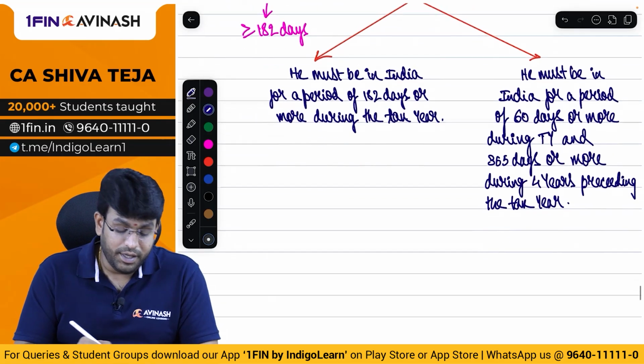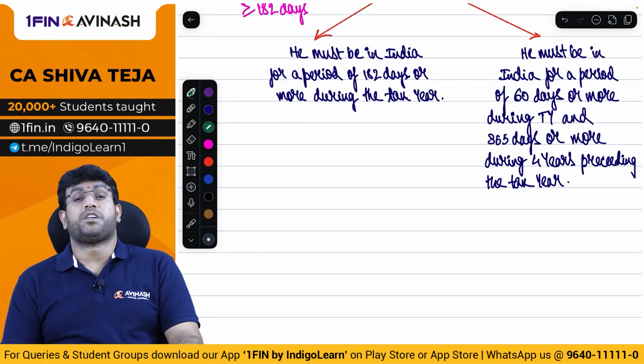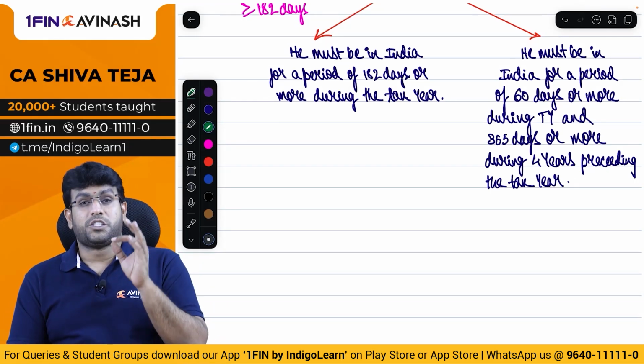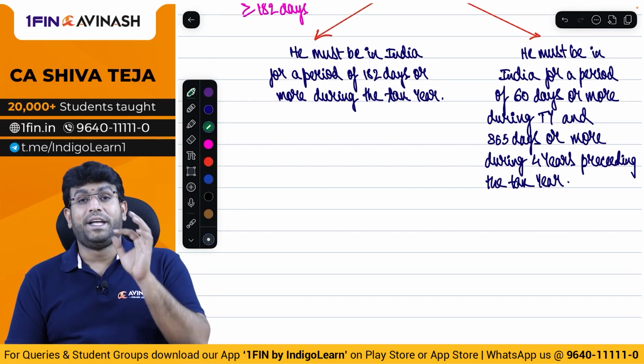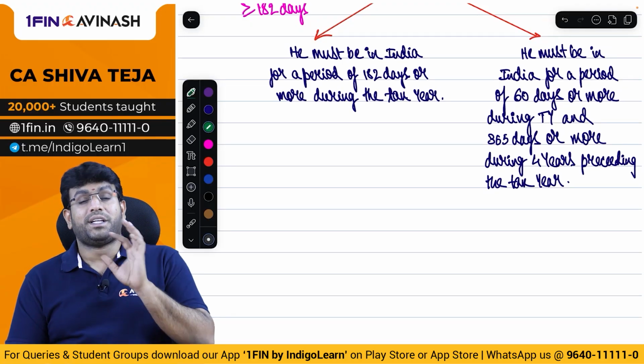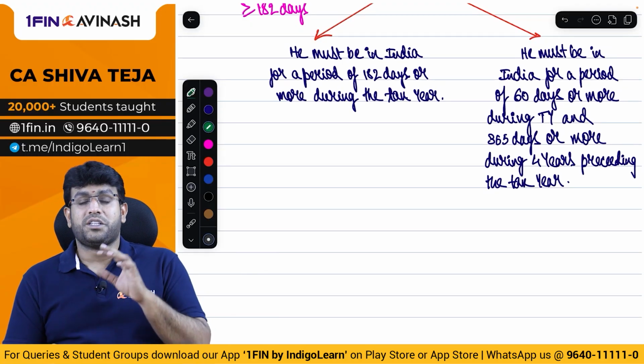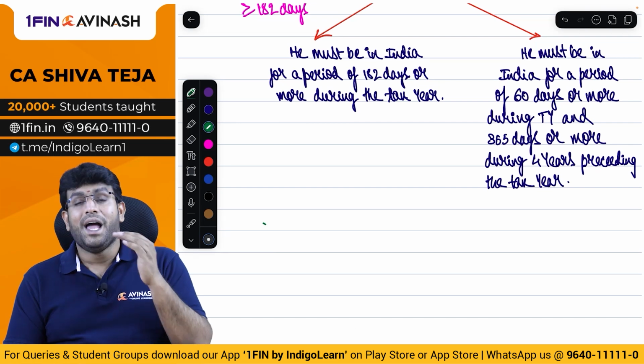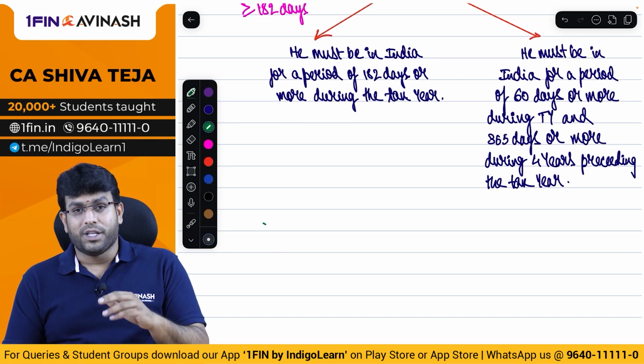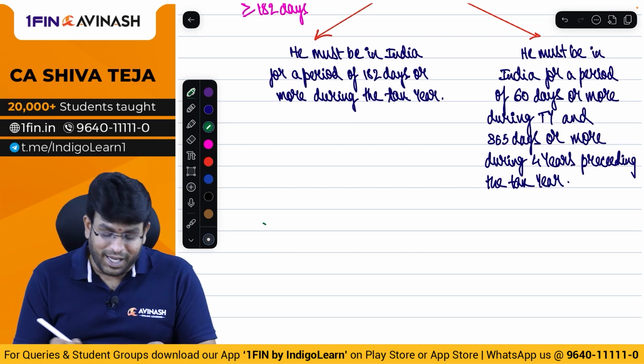Preceding what, my dear friends? Tax year. Come on, let me repeat again. What is the first possibility, my dear friends? He must be in India for a period of 182 days or more during the tax year. Second possibility is he must be in India for a period of 60 days or more during the tax year and 365 days or more during the 4 years preceding the tax year.